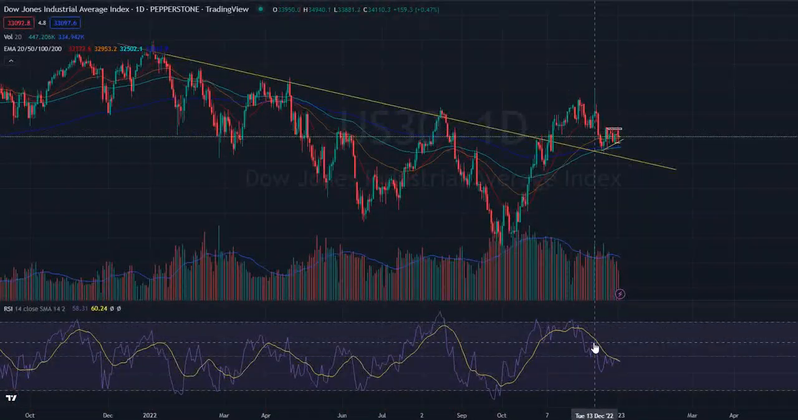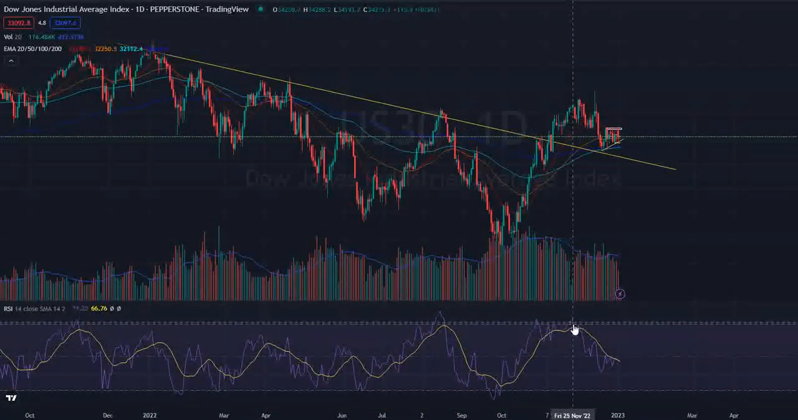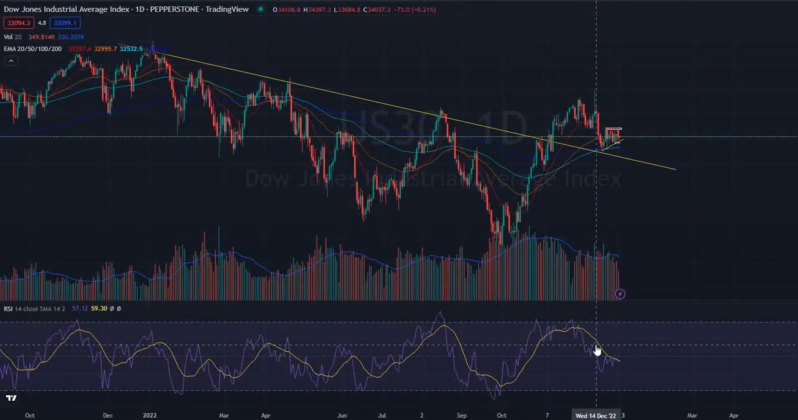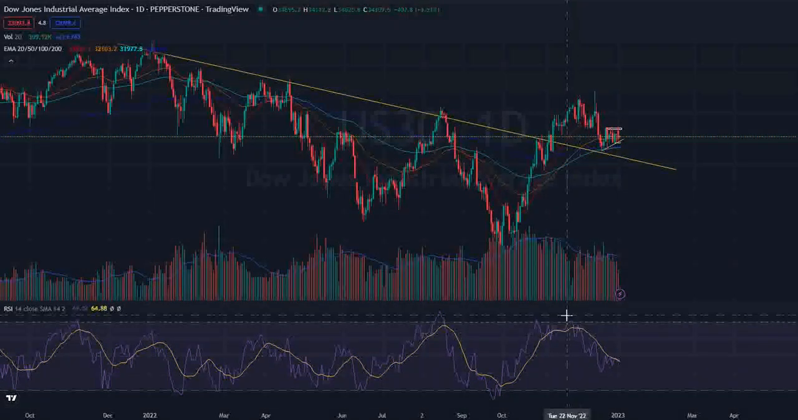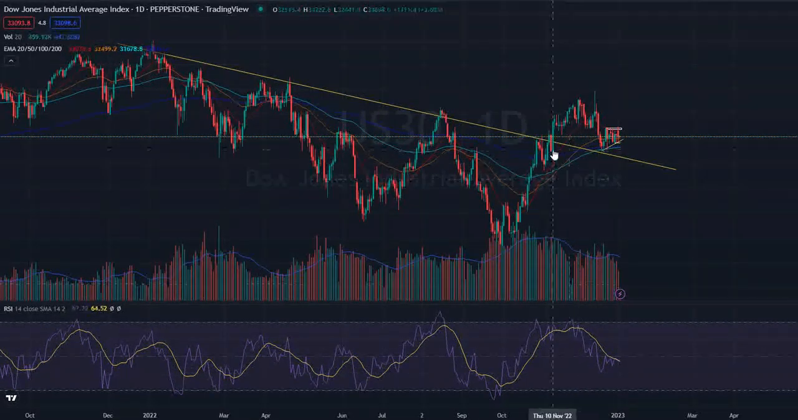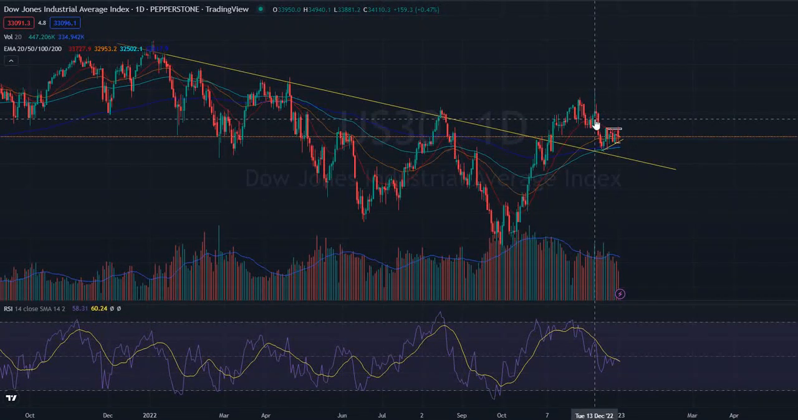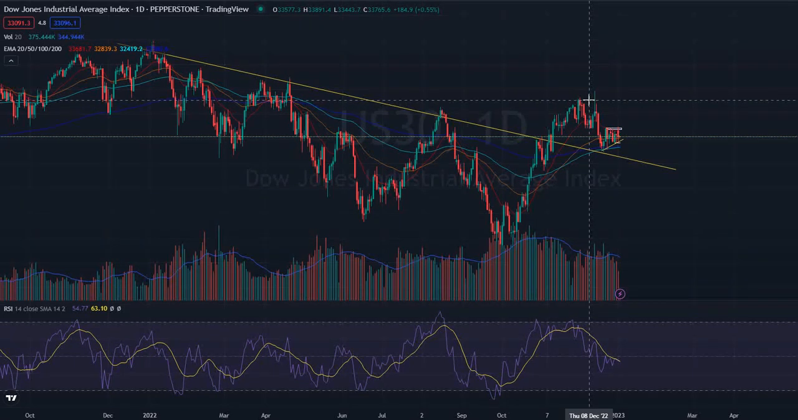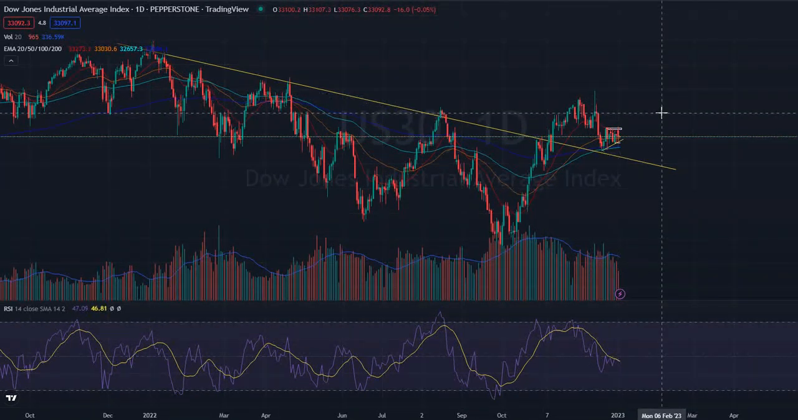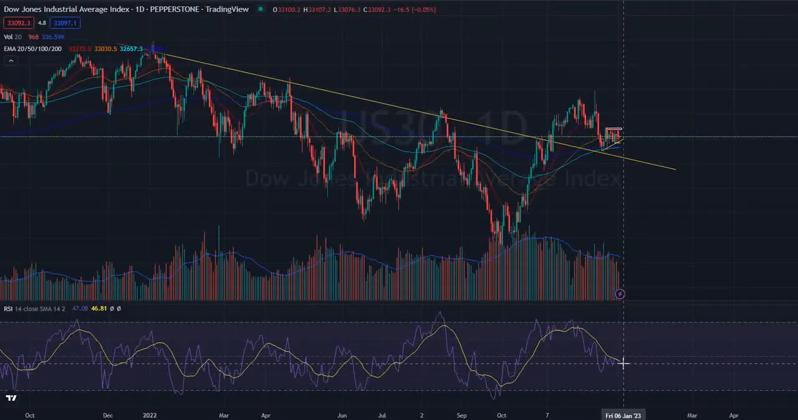Now if we look at the indicators, we can clearly see that pretty much from here we went for a retest as well. From there the RSI was going down, so we could have easily entered for a short in this particular case. This was on the 13th of December, a long time ago. We came to retest this point, and we are currently here.